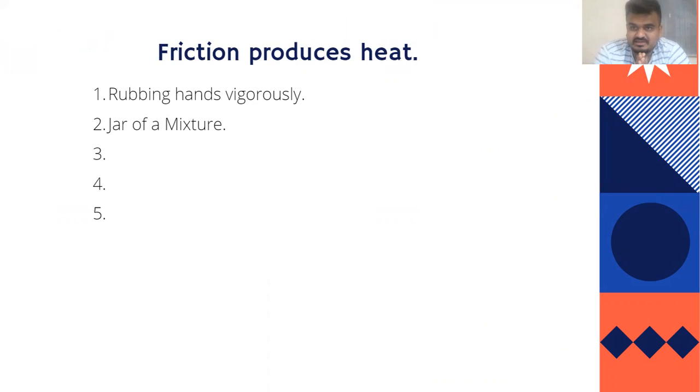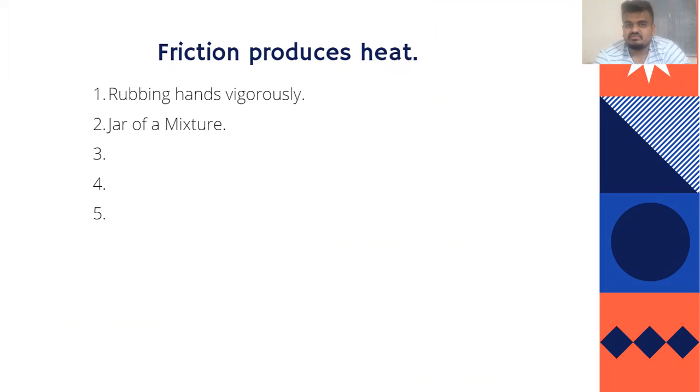Why is it? Because by rubbing hands vigorously, you can produce some heat also. Because of the friction between these two hands, you will feel some warmth. After completing two to three rounds of this mixture, you can see that this jar becomes very hot. So you just have to take care of it.